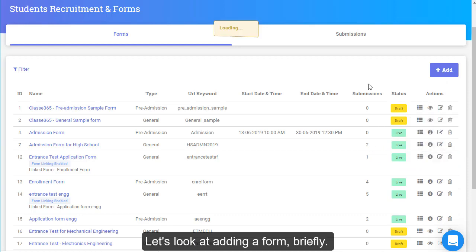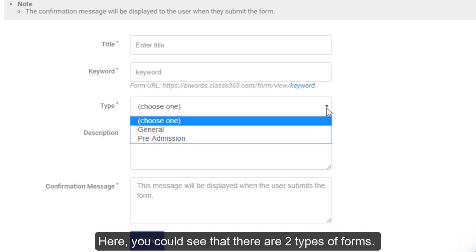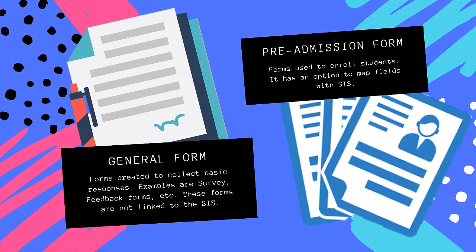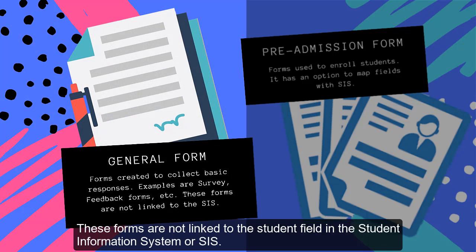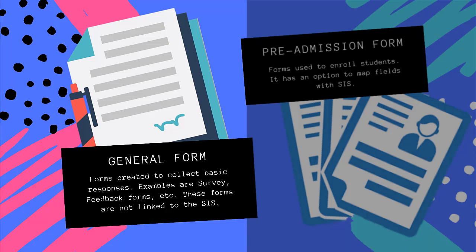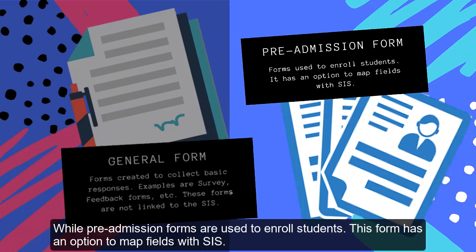Let's look at adding a form briefly. Here, you can see that there are two types of forms. General type of forms are usually created to collect basic responses like survey or feedback forms. These forms are not linked to the student field in the Student Information System or SIS. While pre-admission forms are used to enroll students, this form has an option to map fields with SIS.